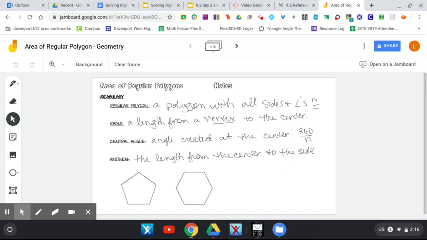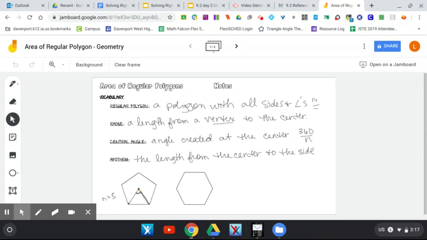So if you look down here at these two polygons, this polygon has 5 sides, so I would say n equals 5. N represents the number of sides. You have a corner here that I'm going to connect to a center point. So this would be a radius. And if I connect this corner here to the same center, I have another radius. This angle here would be the central angle.